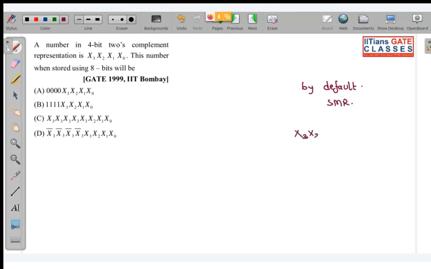So this is x3, x2, x1, x0. So just copy the sign bit. So that will be x3, x3, x3. So this is your 1, 2, 3, 4, 5, 6, 7. Okay, so one more x3. So this is your 8-bit representation of the number. So that is option C. Any doubts in this?